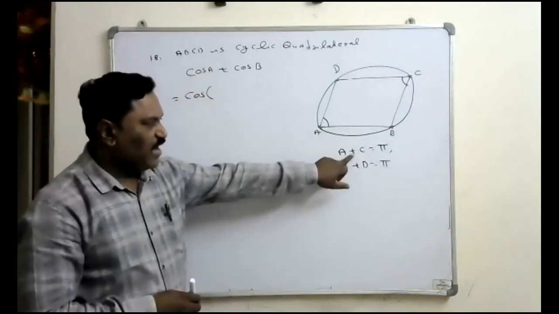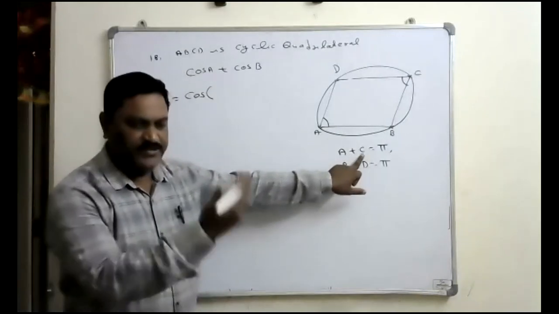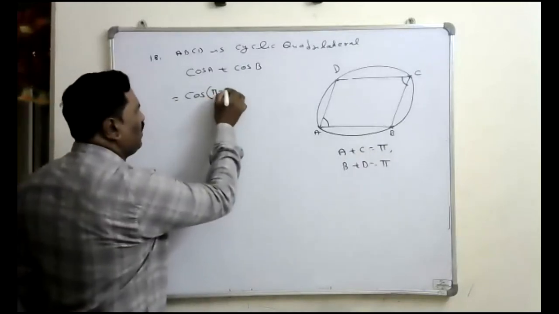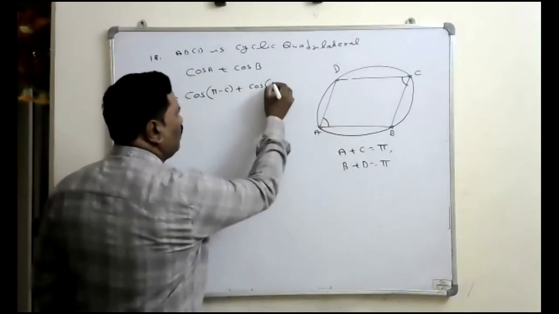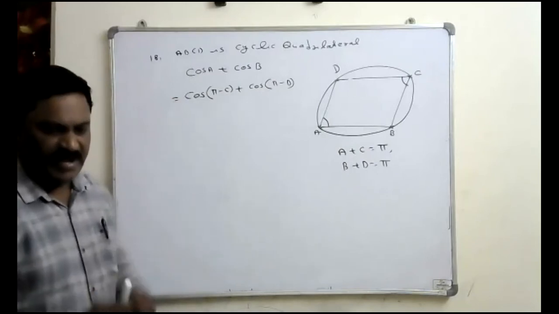From this, how do you write capital A? A is equal to pi minus C, sending C to the other side. So we can write cos A as cos of pi minus C, plus cos B. How do you write B from this? B is pi minus D. Like this, we can write those angles A and B.